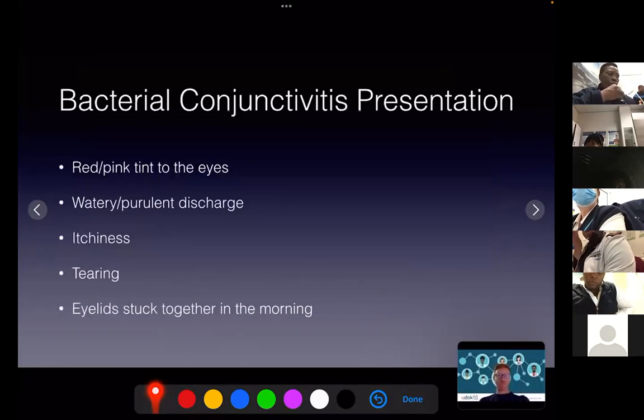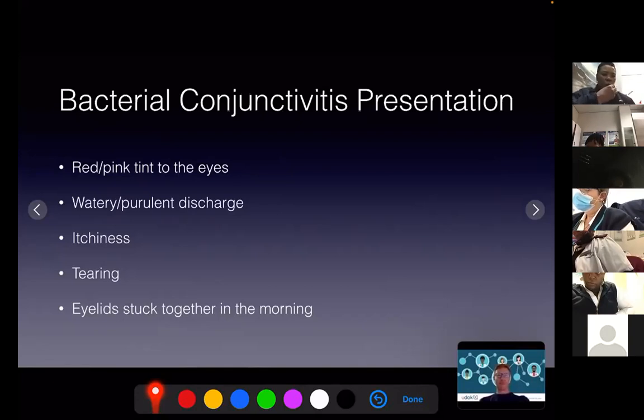We'll start off first with the bacterial conjunctivitis, the presentation. So the patient will come in with a reddish pink tint to the eyes, a watery or a purulent discharge, some itchiness. They're usually rubbing their eyes when they're coming in to see you, tearing a lot, together with the eyelids stuck together in the morning.